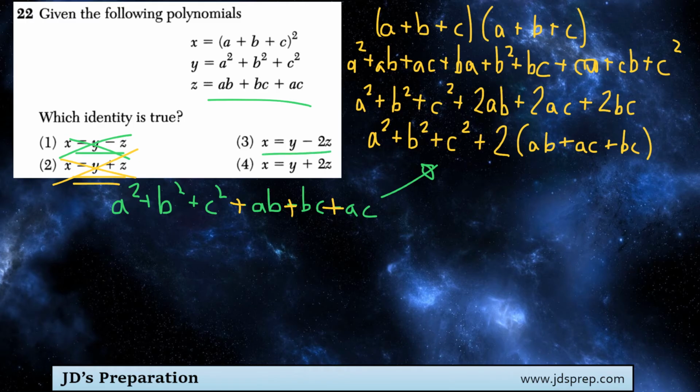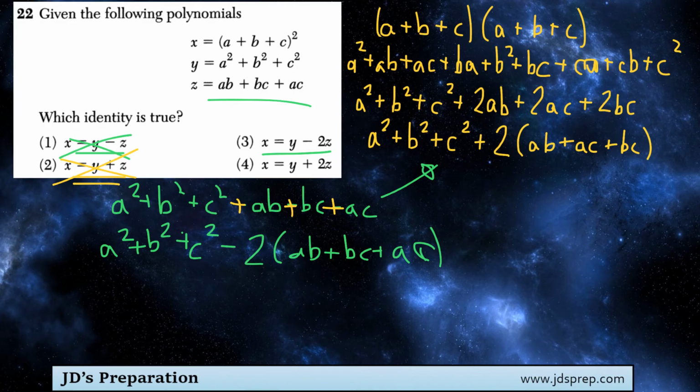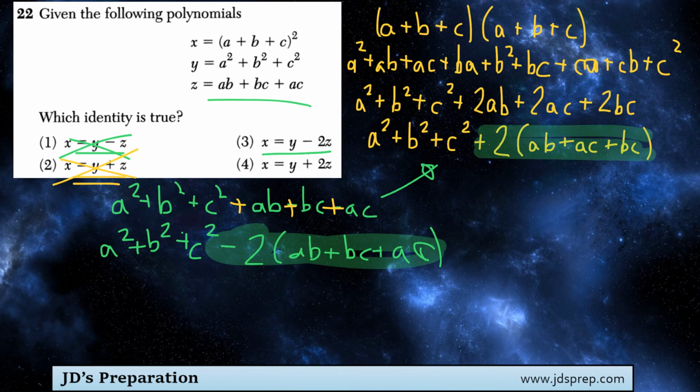That one says that x is equal to y, a squared plus b squared plus c squared, minus 2z. So subtracting 2 of z, which is ab plus bc plus ac. And we can see that doesn't quite match. The problem there is that here we're subtracting z when we should be adding. So clearly, the correct answer is option number 4.